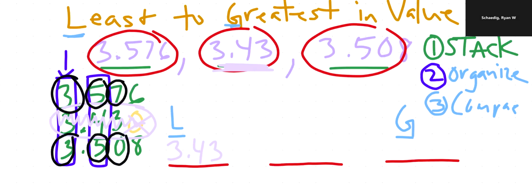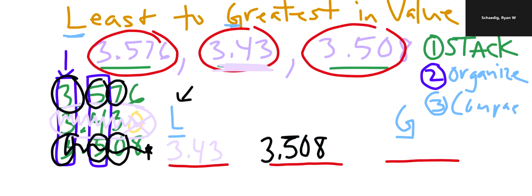And I want least. I want the smallest value. So that's going to be this one right here. So I'm going to write that one down. 3 and 508 thousandths. And again, that's why it's good to say this, because for a moment, I was about to take the highest value. And that one's done. And then this just leaves me with the greatest value of these 3 decimals, and that's 576 thousandths. And voila, my answer is done.